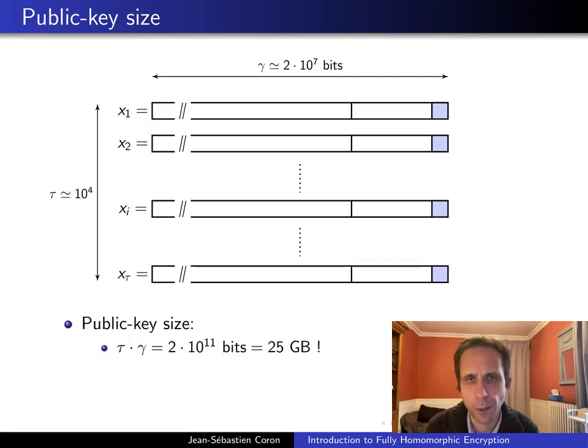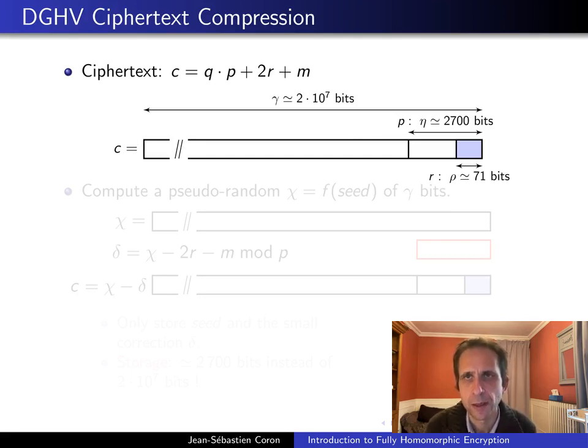But still we have the problem of the public key size, because we must have every ciphertext in the public key, and every encryption of 0 has 20 million bits, as we have seen. This is the size of a ciphertext to get security, but in the public key we must also, for security reasons, have something like 10,000 ciphertexts, 10,000 x_i's. So this means that the public key size, when we multiply the two, is roughly 25 gigabytes, which is a lot. But fortunately, there is a simple trick to compress the ciphertexts when we generate them in the public key.